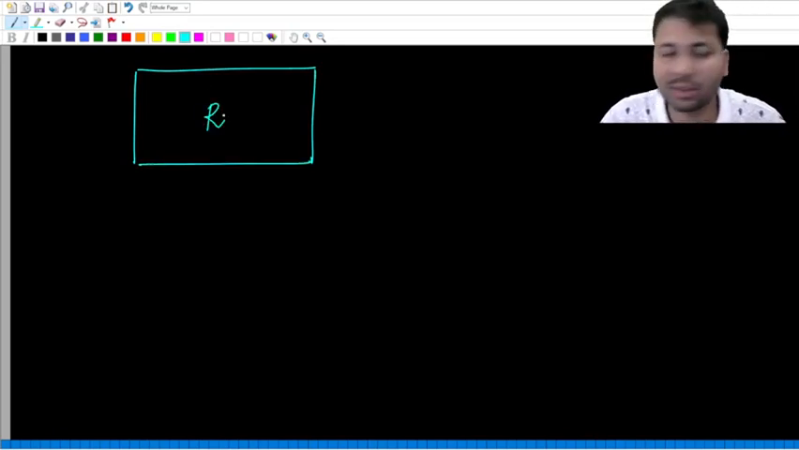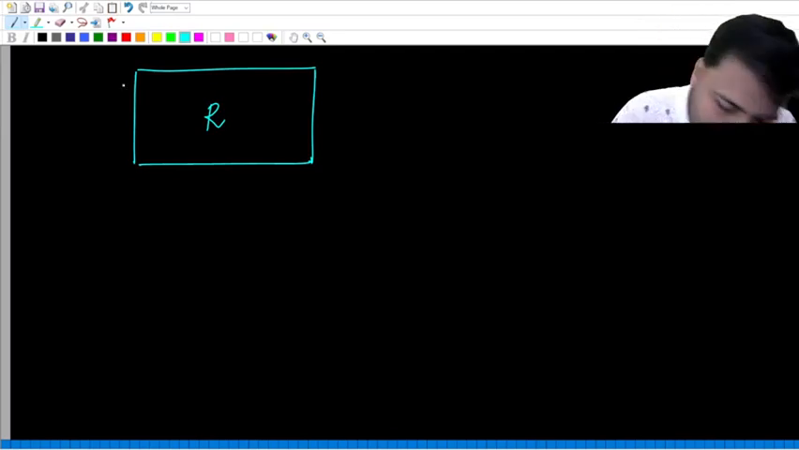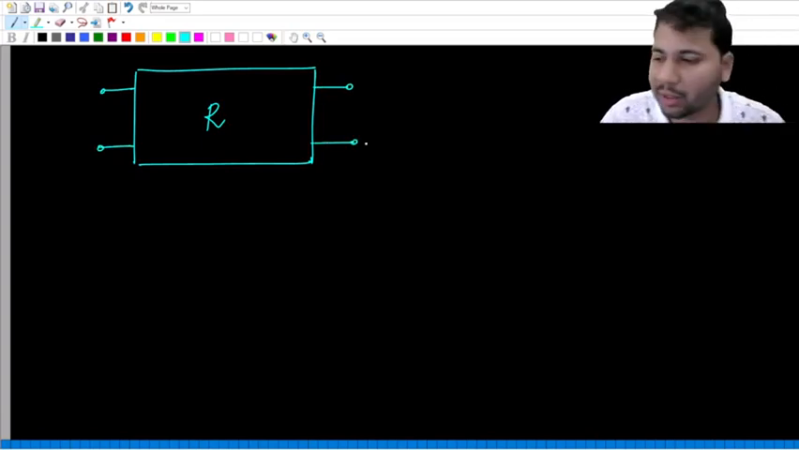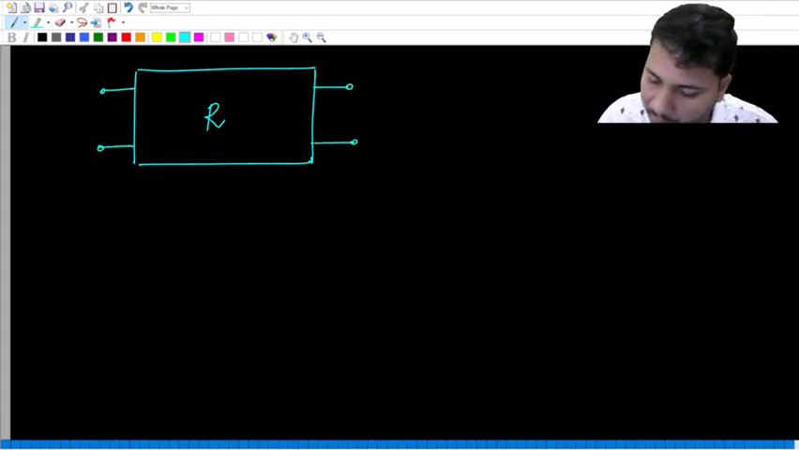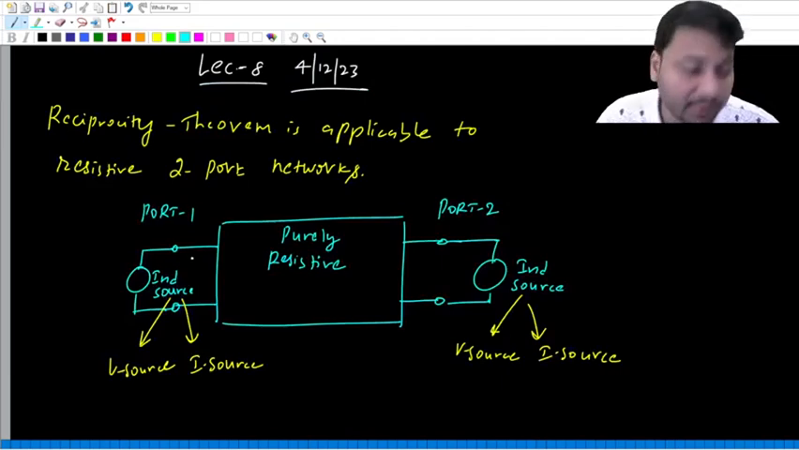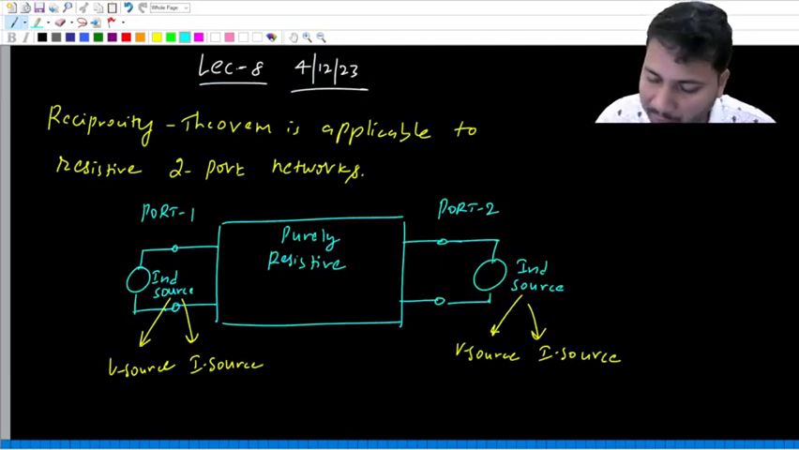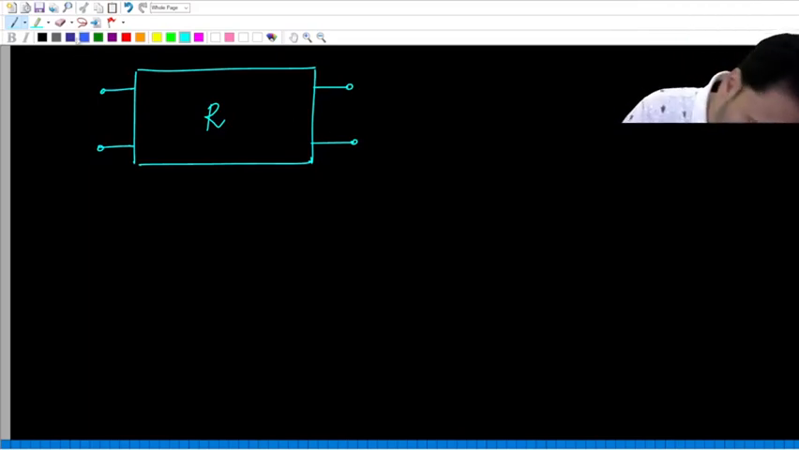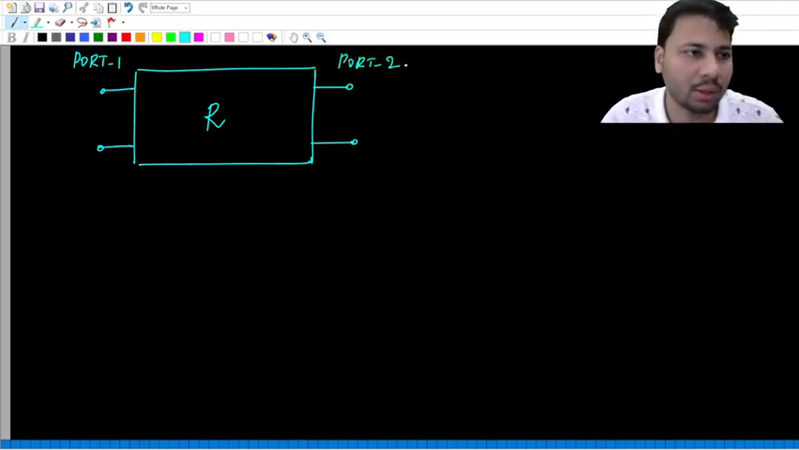So this box again is what, a resistive network. And let's say for this resistive network there are two ports, one port on the left, another port on the right. Already I told you, the port on the left is port 1, the port on the right is port 2. So this is port 1, this is port 2.